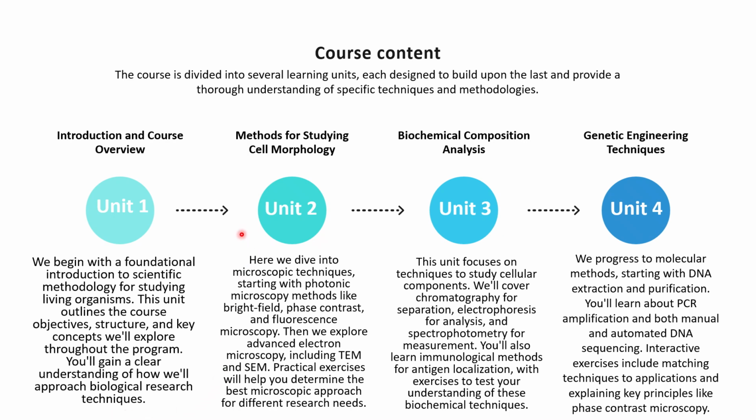Unit 2. Methods for studying cell morphology. Here, we will dive into various microscopic techniques. This includes starting with photonic microscopy methods like bright field, phase contrast, and fluorescence microscopy, and then progressing to advanced electron microscopy, covering both transmission electron microscopy, TEM, and scanning electron microscopy, SEM. Practical exercises will help you determine the best microscopic approach for different research needs.